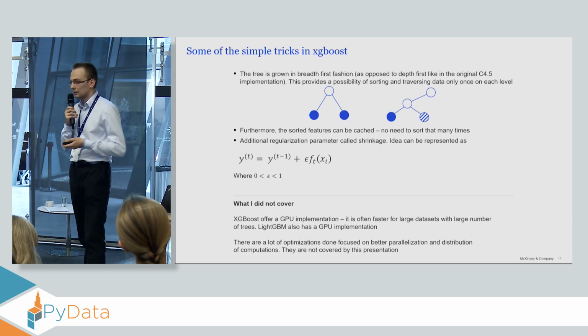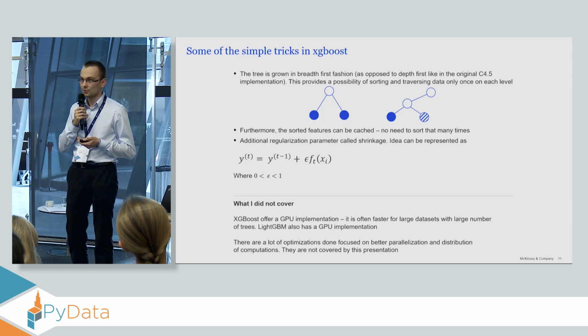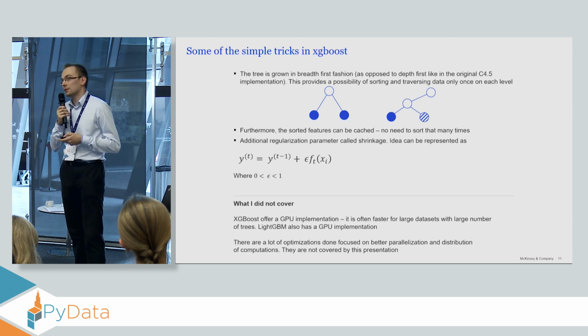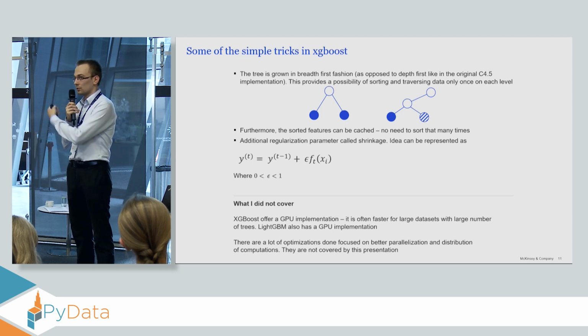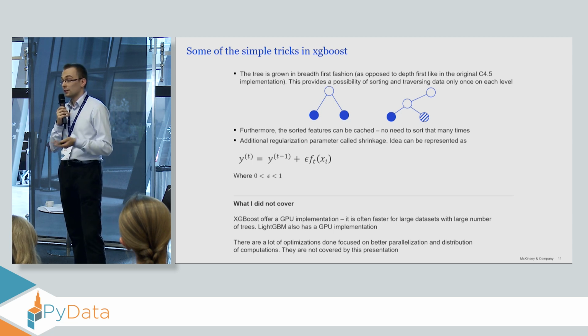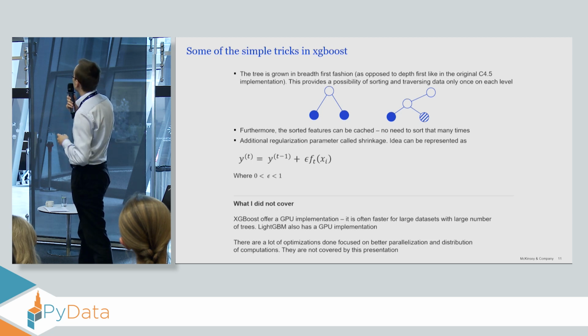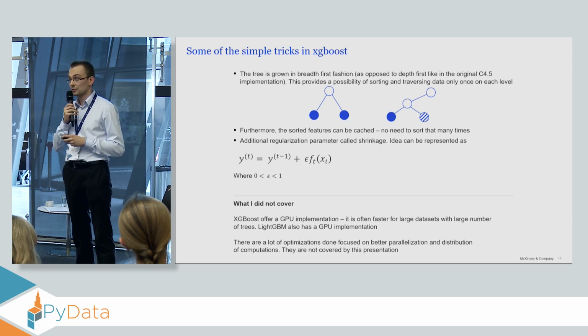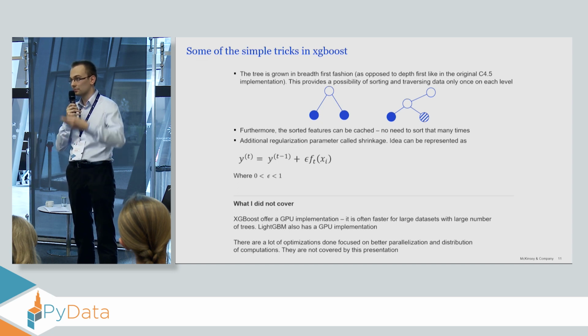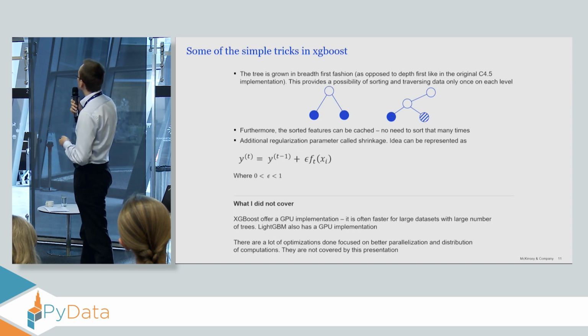First of all, when you build a tree in XGBoost, you try to build whole levels of the tree at the same time. It's done because, as I told you, when you compute those gains, you need to pre-sort all of your attributes. If you build the whole level at the same time, you can sort only once. Moreover, you can sort features before one of the levels and then cache the result of sorting and use it while building the next level.